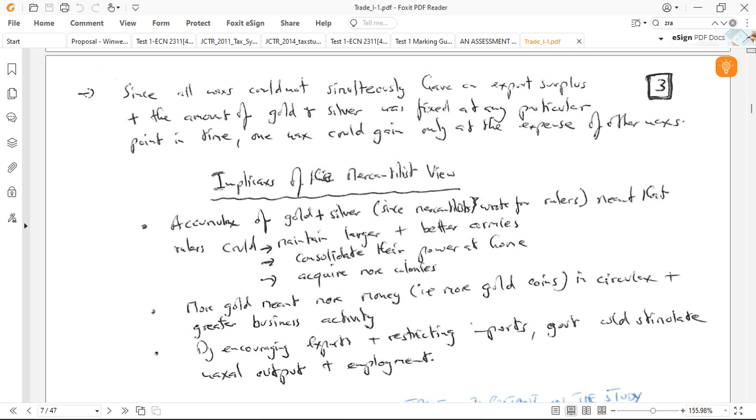We are going back to mercantilism. So there are times when he might ask you to use practical examples that fit mercantilist views. The most practical example is what is going on right now.